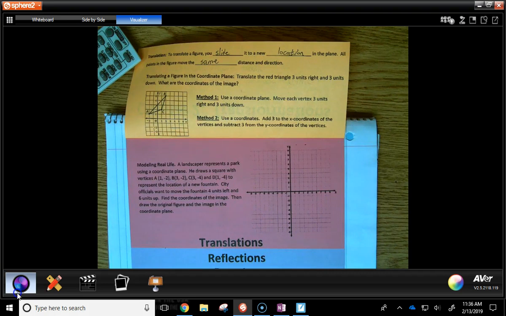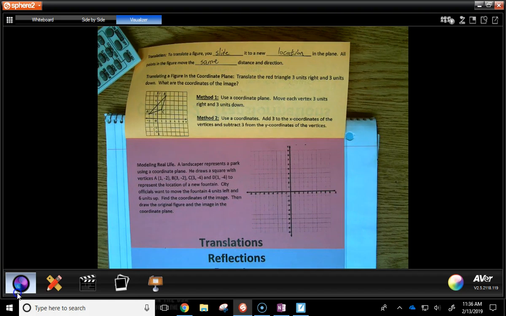Okay, this first one, we have translation. To translate a figure, we're going to fill in the blanks. We're going to say you slide to a new location on the plane. All points in the figure move the same distance and direction. That's going to be one of the key points that we're going to work on today. Today we are going to do multiple translations. Mainly we're going to work on 2 translations. But each time it's going to be a straight line. Okay?